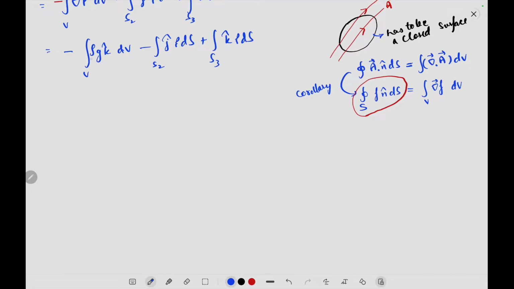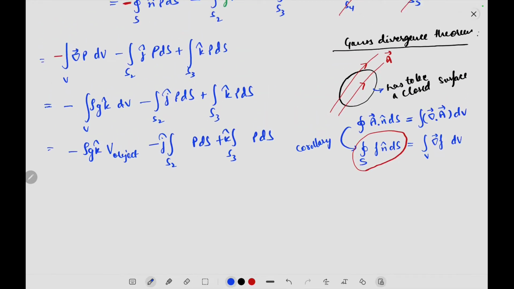Now since rho and g are independent of the volume element, we can take them outside of the integral, writing this as minus rho g. Again, k hat is also independent of the volume, and the integral of dv will simply be the volume of the object, minus the integral over s2 of j hat p ds plus the integral over s3 of k hat p ds. I can write j hat and k hat outside.